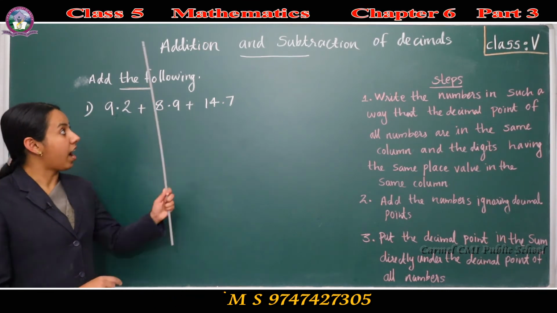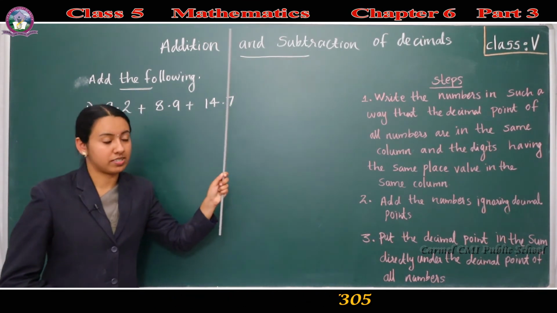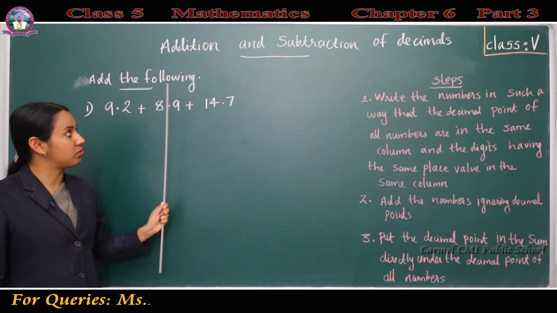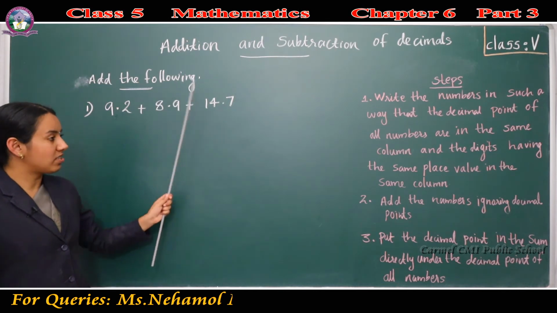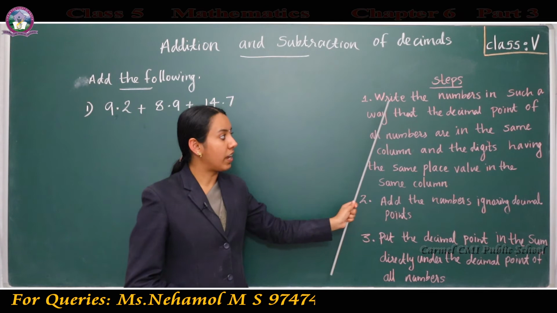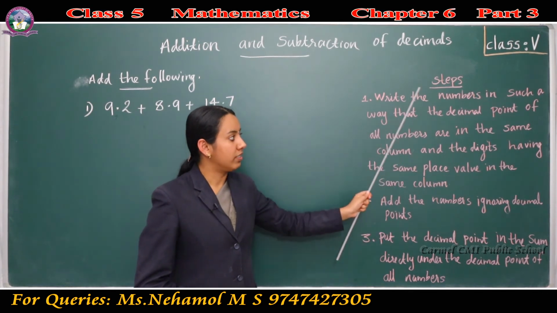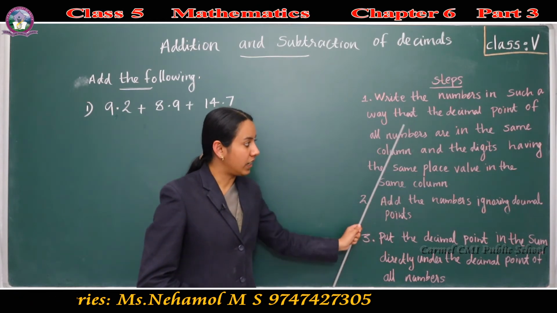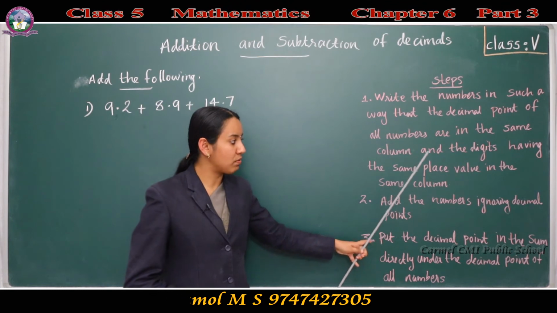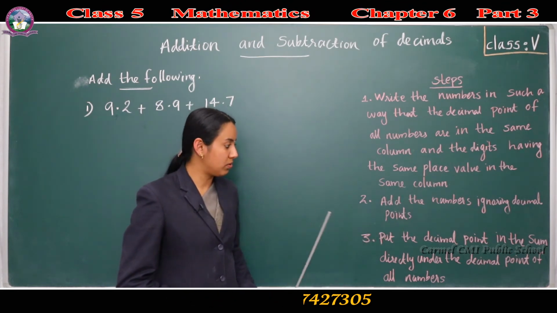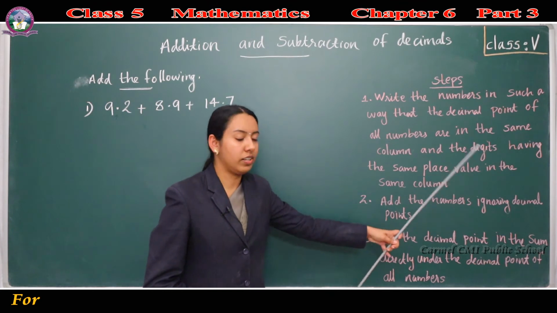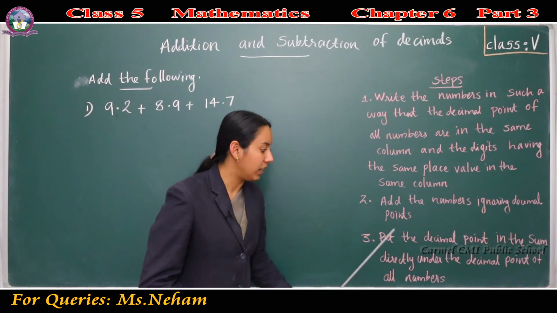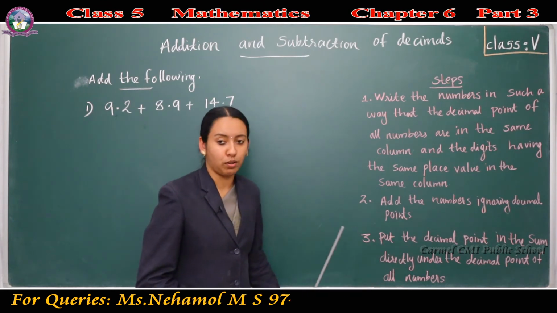Next topic is addition and subtraction of decimals. First we are going to study addition of decimals. There are certain steps. First one, write the numbers in such a way that the decimal point of all numbers are in the same column and the digits having the same place value in the same column. Next step, add the numbers ignoring decimal points. Then at last, put the decimal point in the sum directly under the decimal point of all numbers.